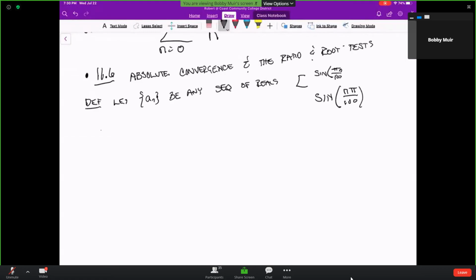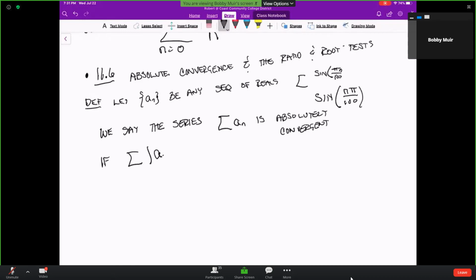Okay, so we say the series, the sum of the a_n's, is absolutely convergent if the sum of the absolute values is convergent.